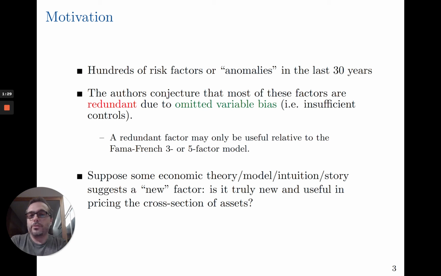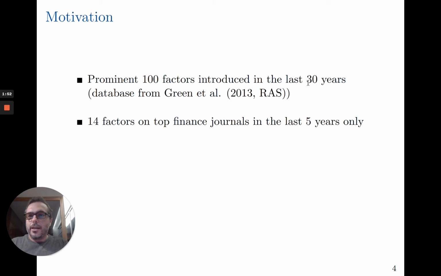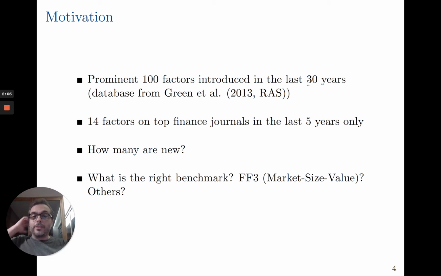So the question is, suppose that some economic theory, model, intuition, or story suggests a new factor. Is it truly new and useful in pricing the cross-section of assets, or is it more of the same? There are around 100 factors introduced in the last 30 years. There's this paper by Green and co-authors, with 14 factors in top finance journals in just the last 5 years, I think. And the question is, how many of them are really new?